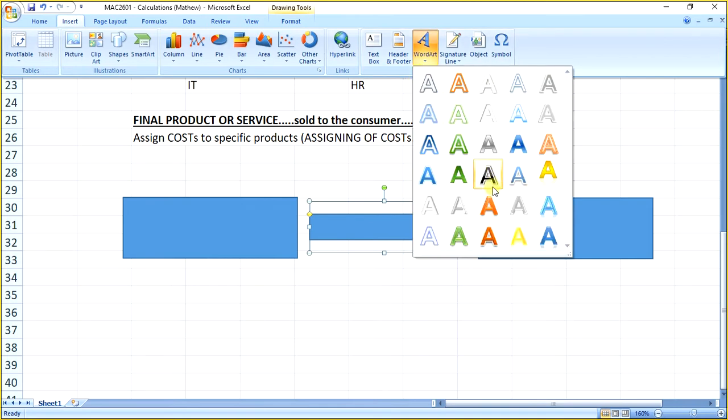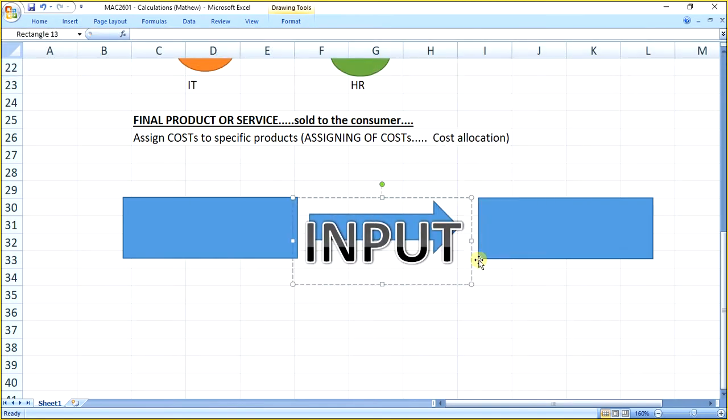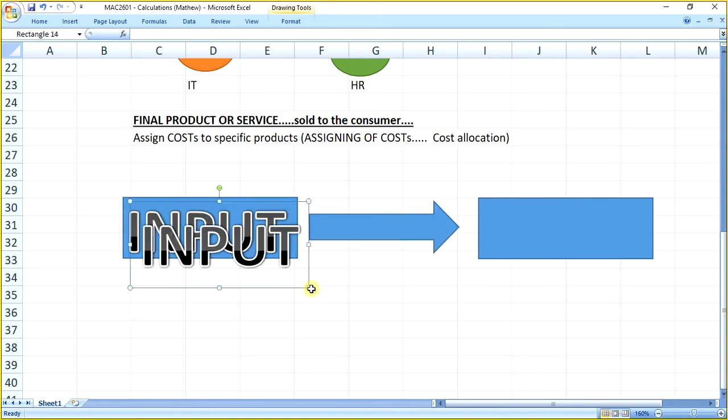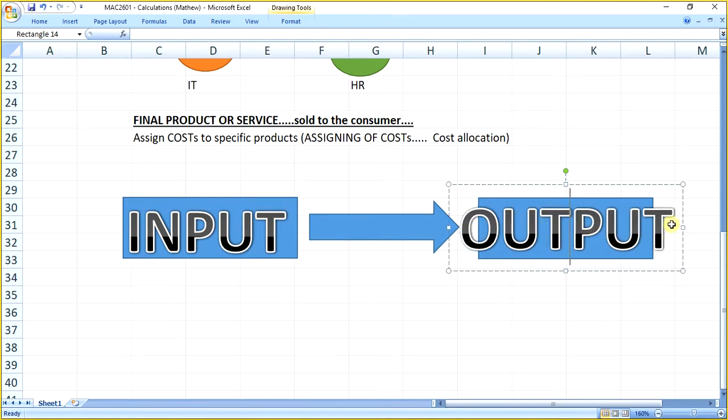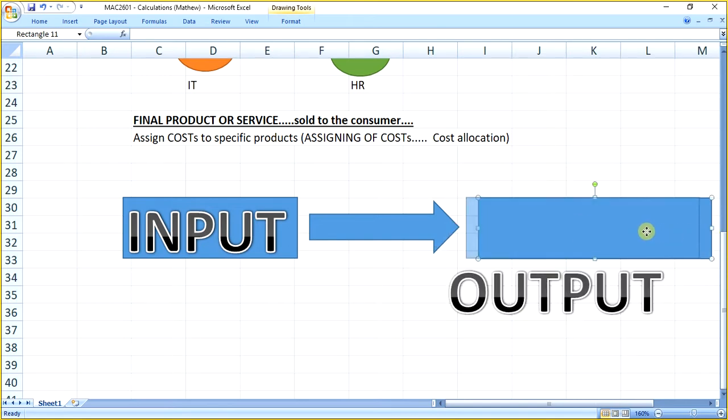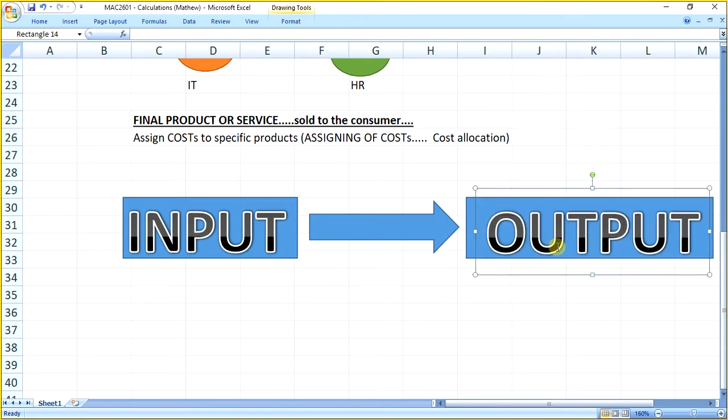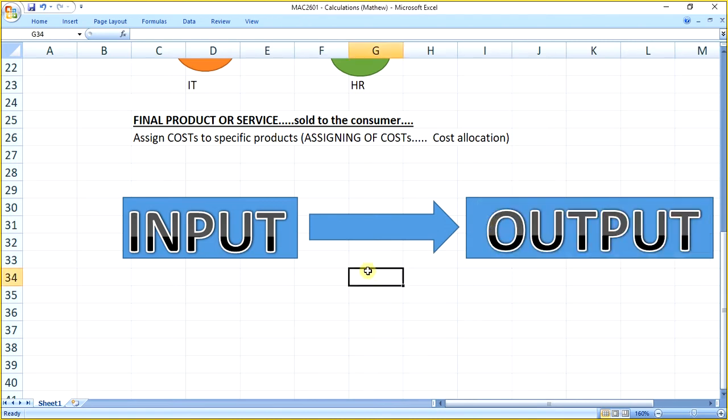Okay, so let me just put a heading here. Input, and obviously we use certain things to produce certain products and services. That's what management accounting is focusing on. It's looking at the company's ability to create value, to offer a product or service to the market, and in order to produce a profit, to generate revenue, they need to sell those goods and services at a profit, at a markup.